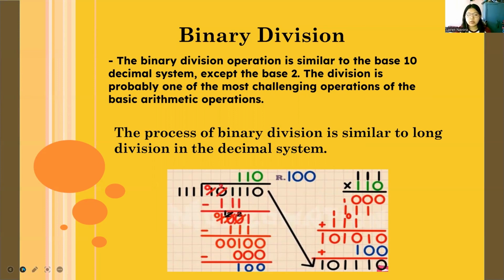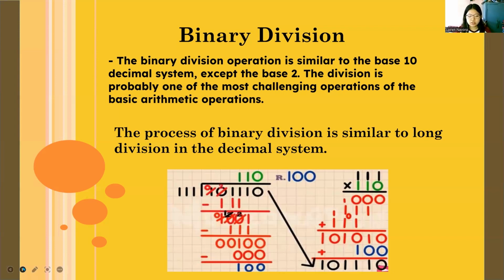Ask yourself: is 1, 0 greater than or equal to 1, 1? Obviously, no, so let's take another digit. Then again ask yourself: is 1, 0, 1 greater than or equal to 1, 1? The answer is yes, so let's put 1. So let's multiply. 1 times 1 is 1. 1 times 1 is 1. And 1 times 1 is 1.